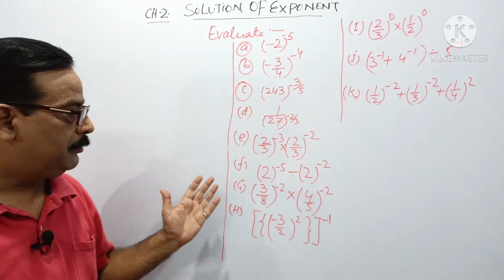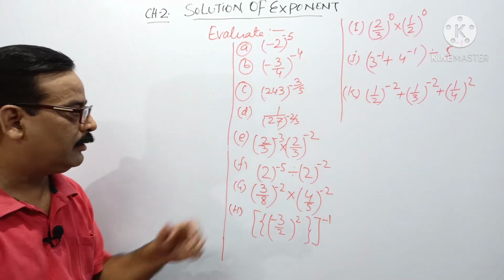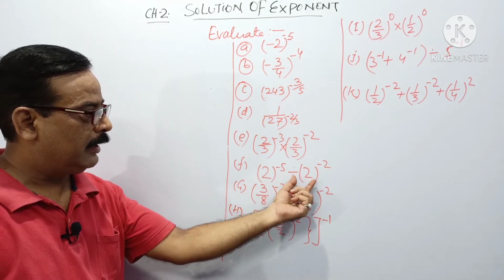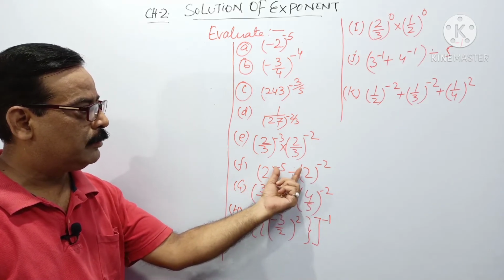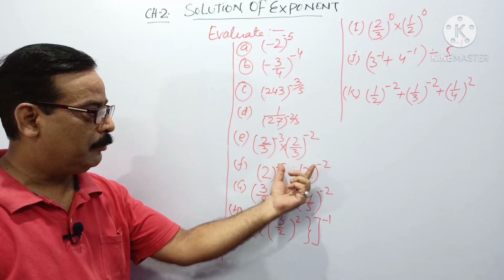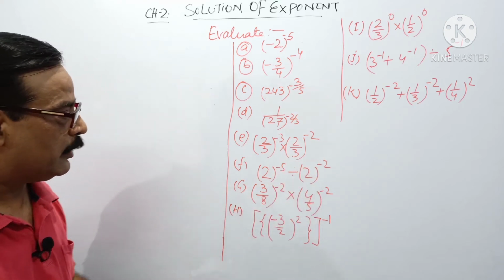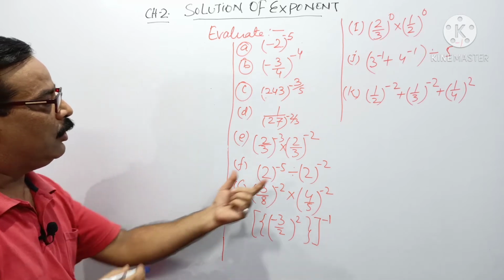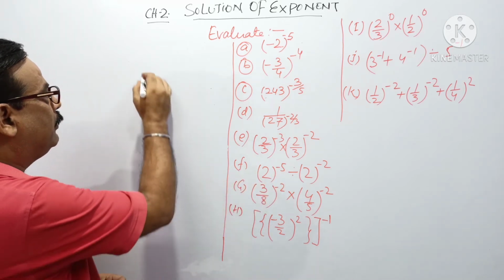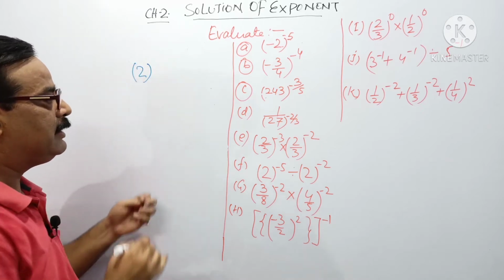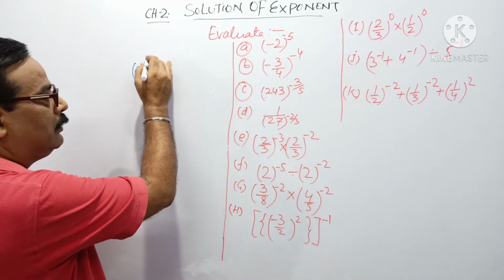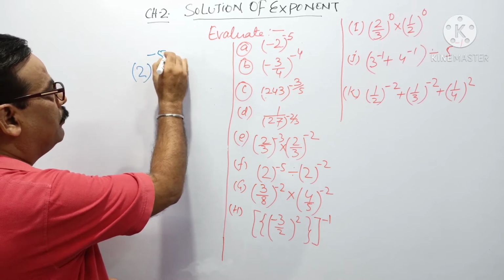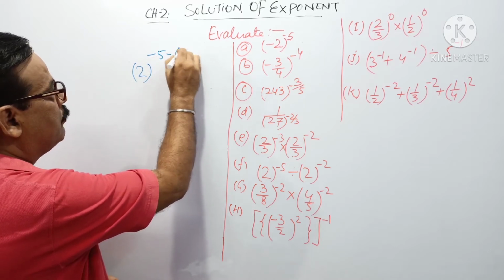In question number F, we are looking here, and here the base is the same and both are divided, but the power is different, and the power is also a negative integer. So we can solve here by the law of exponents, which says that the base will be the same and the powers will be subtracted from each other, -5 -2.